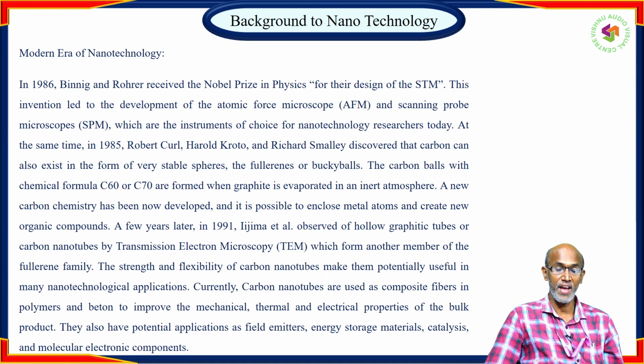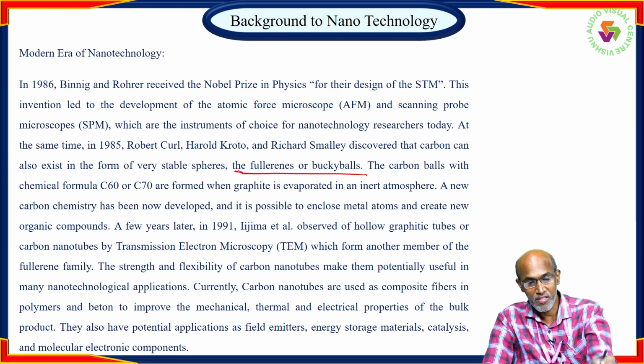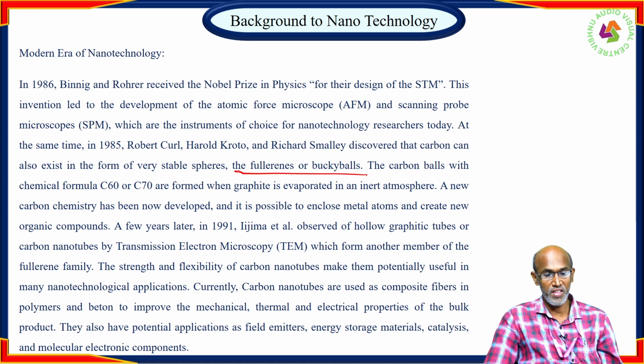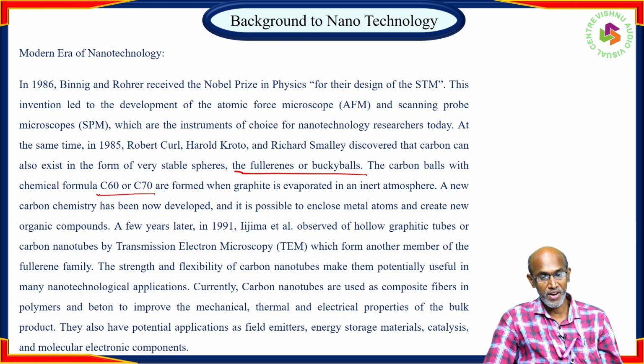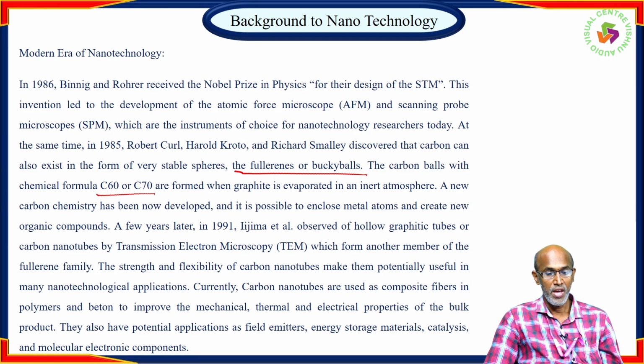At the same time, in 1985, Robert Curl, Harold Kroto, and Richard Smalley discovered that carbon can also exist in the form of very stable spheres, that is, the fullerenes or buckyballs. The carbon balls with a chemical formula C60 or C70 are formed when graphite is evaporated in an inert atmosphere. A new carbon chemistry has been developed, and it is possible to enclose metal atoms and create new organic compounds.